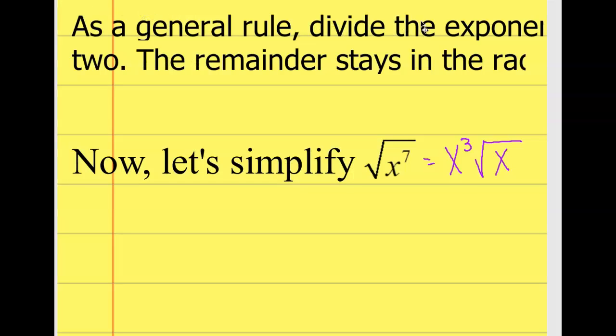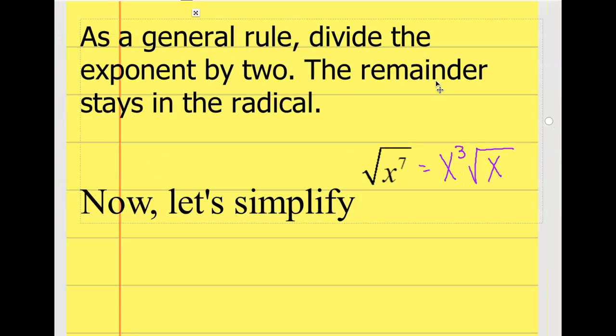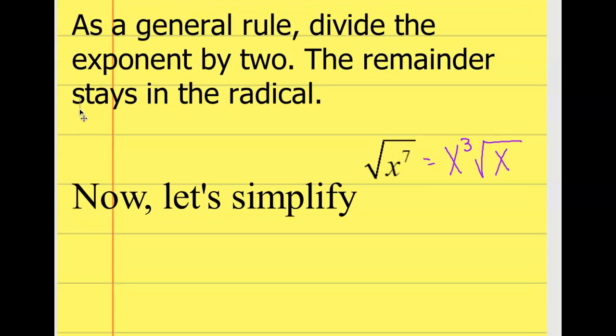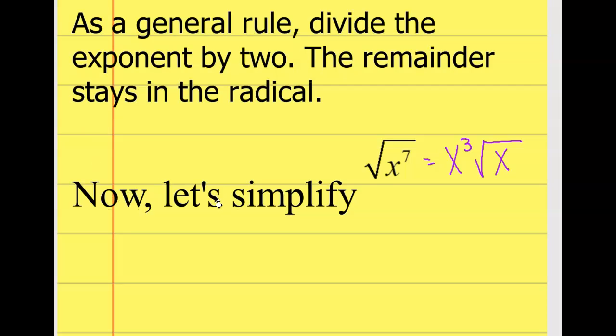As a general rule, you divide the exponent by 2. The remainder stays in the radical. So as a general rule for simplifying square roots, you are dividing the exponent by 2 and leaving the remainder in the radical. So for example, simplifying the square root of x to the 7th, that becomes 7 divided by 2, which is 6, and 1. 6 divided by 2 is 3, and then there's your remainder.